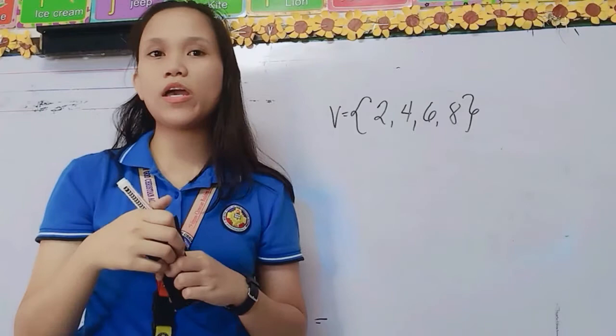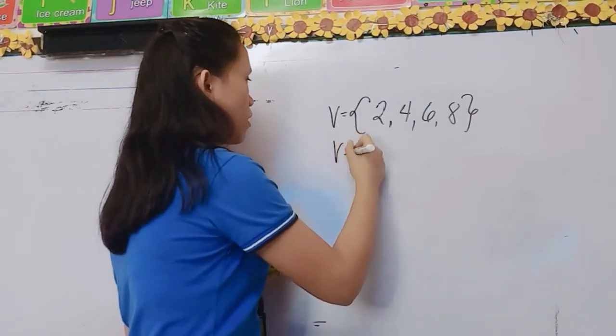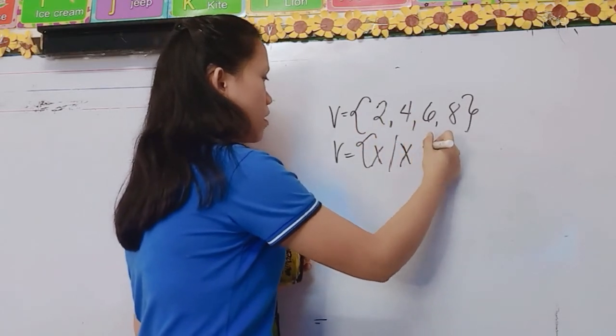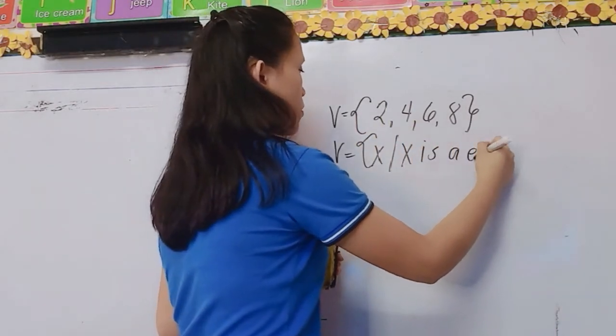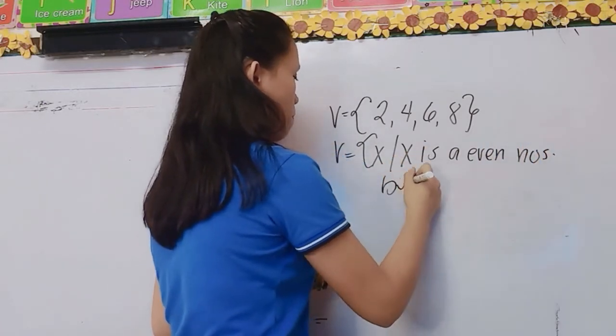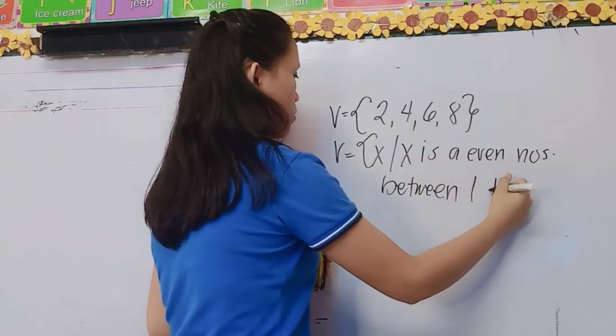Then how are we going to write that using set builder notation? V is equal to X such that X is an even number between 1 to 10.